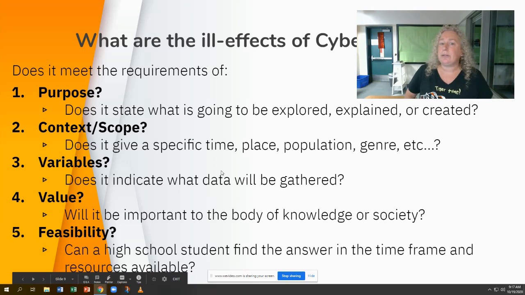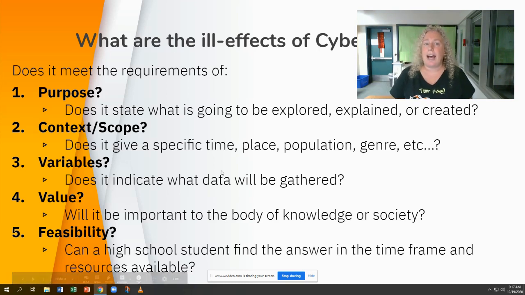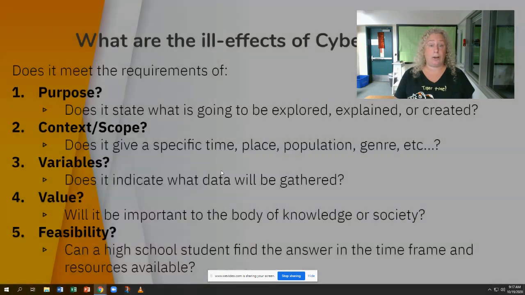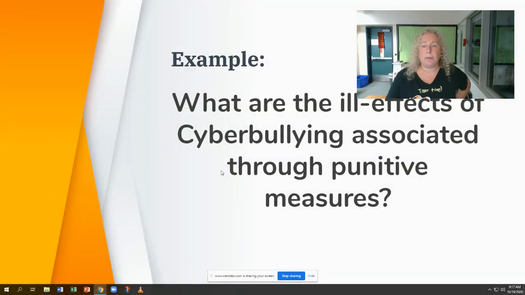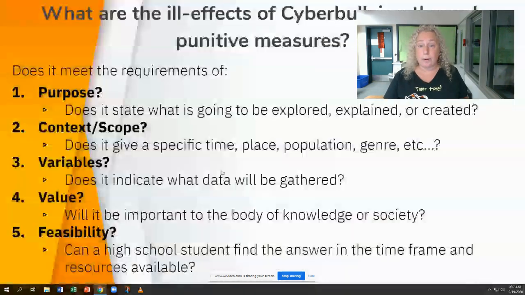Do you think a high school student in the next few months could actually find new information on the ill effects of cyberbullying? I find that hard to believe. So let's narrow it down a little more. What if we said, what are the ill effects of cyberbullying associated through punitive measures? Okay, now we're being a little more specific here, right?